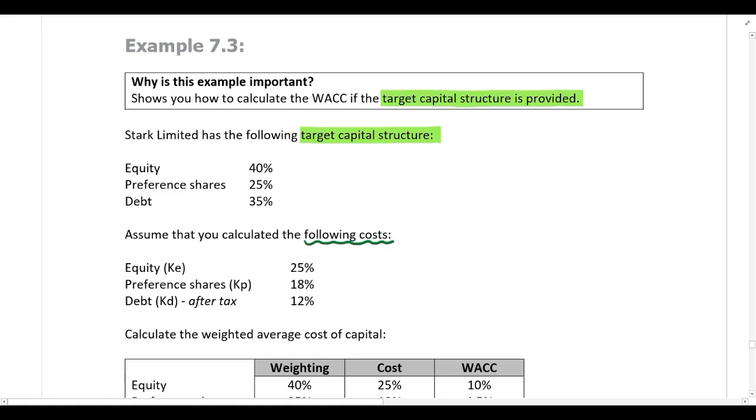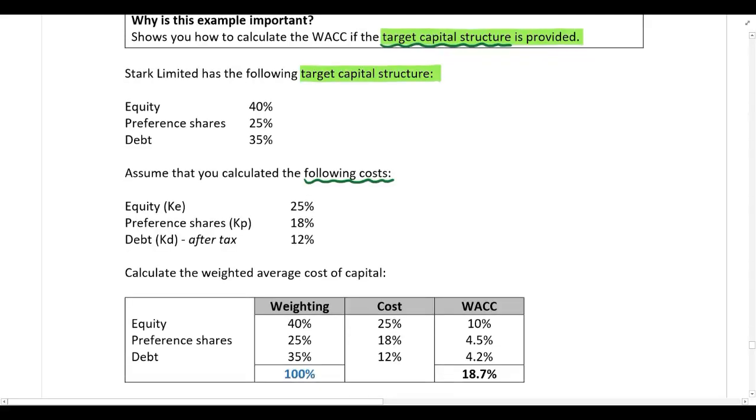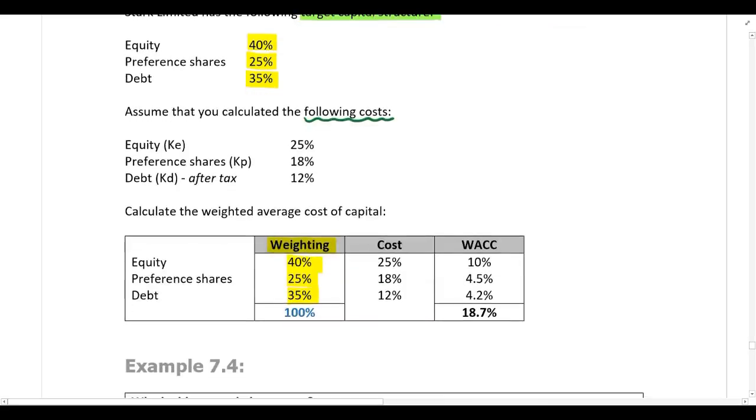So I said to you, if the target capital structure is provided, you don't need market value. So we don't have the market value of debt, equity, and preference shares. We only have the costs because we are going to perform this calculation using the target capital structure. So this weighting over here comes from the target capital structure above. Please note, you must always total this and show that the total is 100%. There's a consequential mark available for that. So don't lose out on easy presentation marks. Make sure that you show the total is 100%.